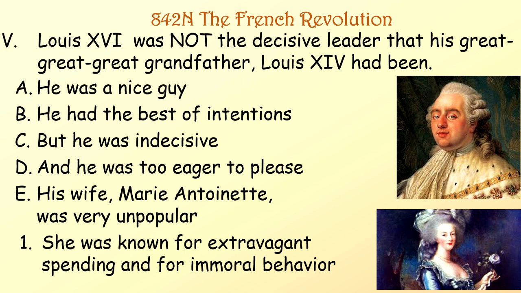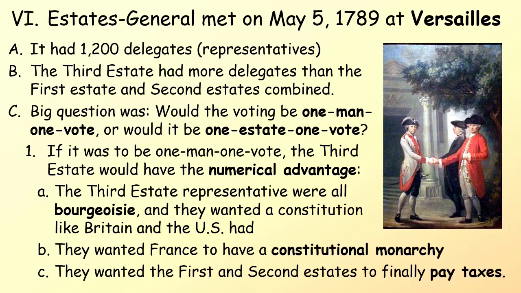Louis XVI was not the decisive leader that his great-great-great-grandfather Louis XIV had been. He was a nice guy, he had the best of intentions, but he was indecisive to a fault, and he was too eager to please. His wife, Marie Antoinette, was very unpopular, and she was known for extravagant spending and for immoral behavior.